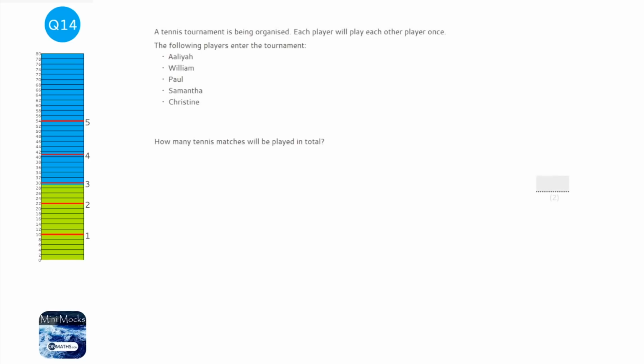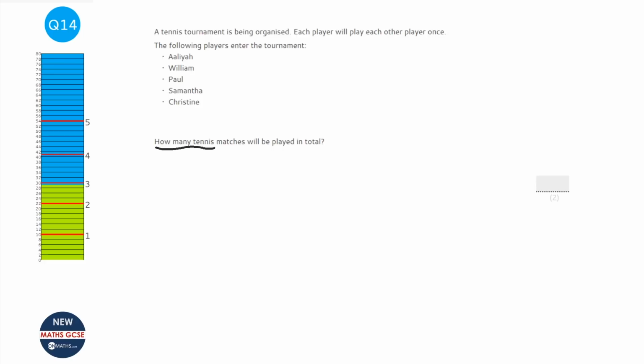So this question says there's a tennis tournament being played where each player plays each other once. And there's multiple ways of doing this. One of the ways is listing out all the different combinations. But this question only asks for how many tennis matches are being played. So you don't need to list them out, and sometimes you will need to list them out. This one you don't. So let's start off with Aliyah.